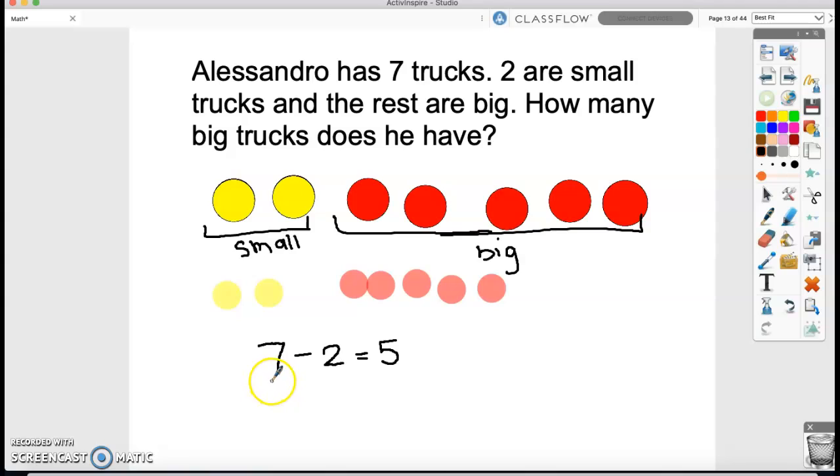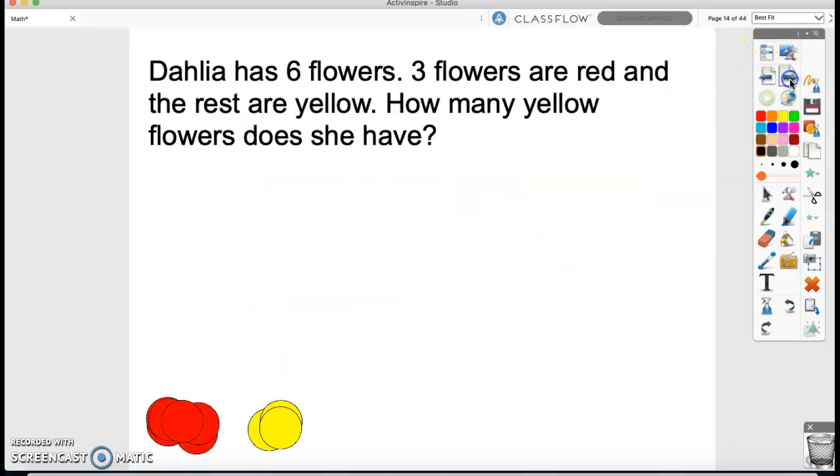So the 7 is how many he has total. Part of our group is small. So our small trucks is part. And the rest are big. And that would be our answer, or the difference. Let's go to our last one.